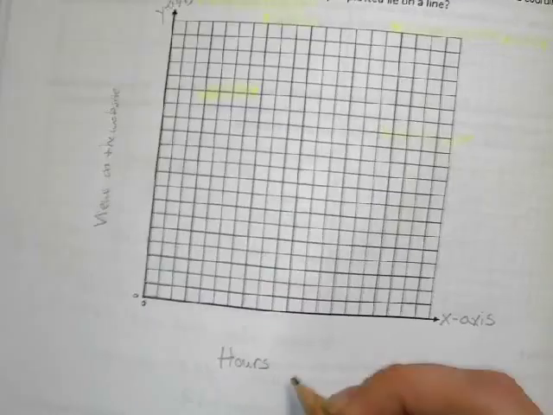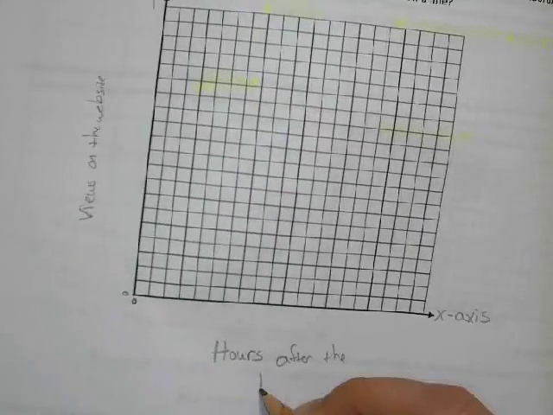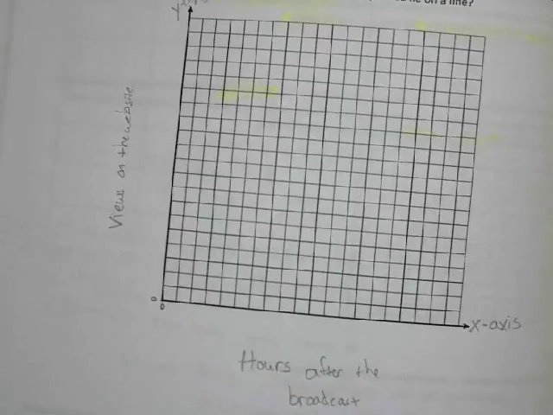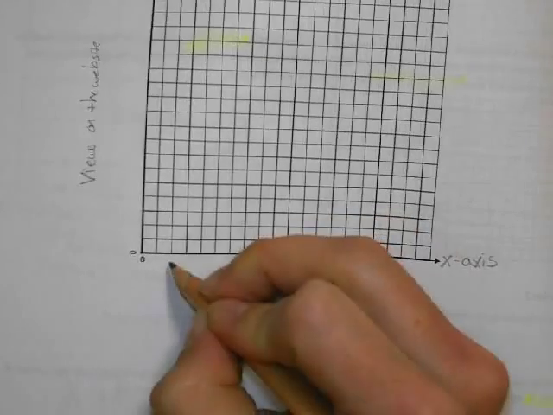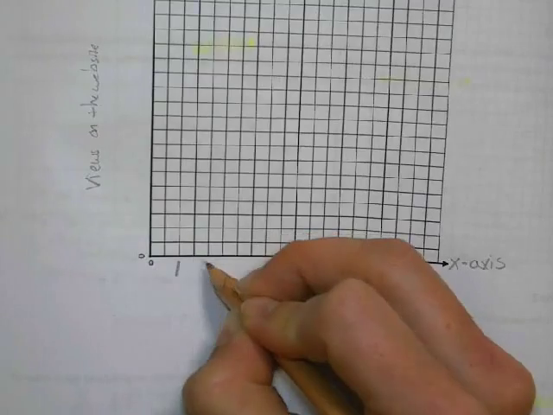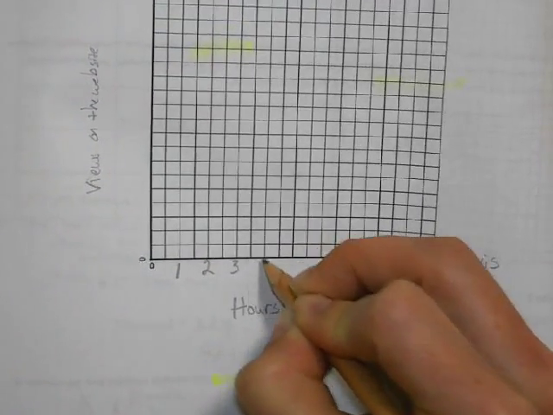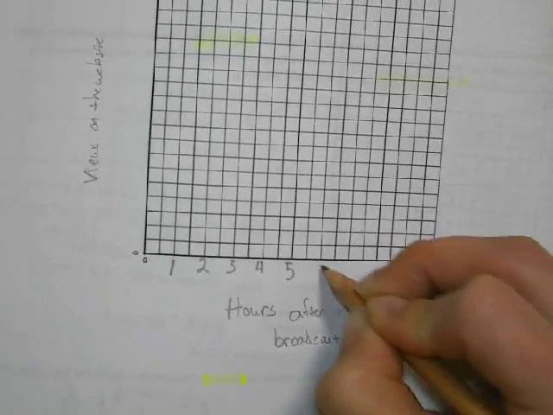And this was actually hours after the broadcast. So we can be even more specific on what this all means. So our first point, our x's are the hours, counted by 1. So I'm going to just skip 1 so my numbers don't get too small. 1, skip 1. 2, skip a line. 3, skip a line. 4, skip a line. 5, skip a line. 6.